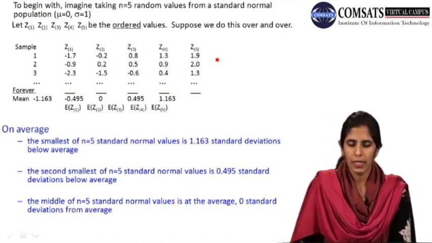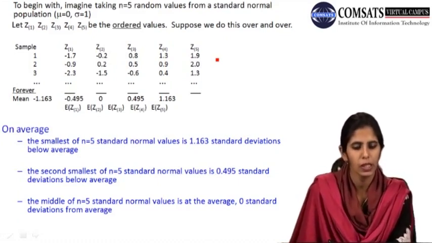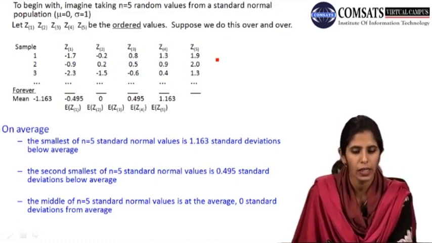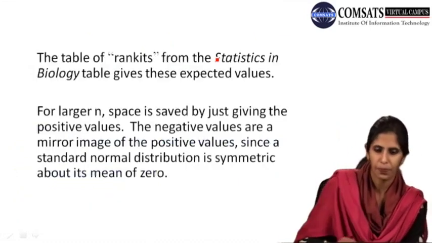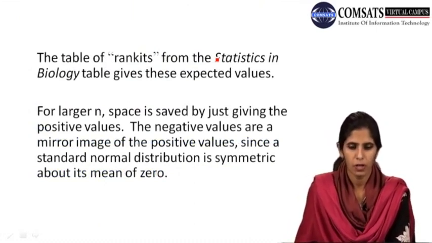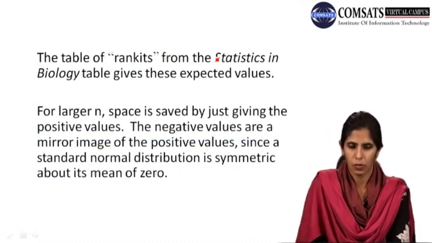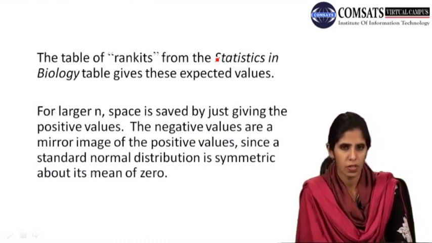So in that case we have multiple values showing the mean, from which we have acquired the standard deviation and calculated the standard normal function on average. Now here this table of rankings from the statistics and biology table gives these expected values. For larger n, space is saved by just giving the positive values.